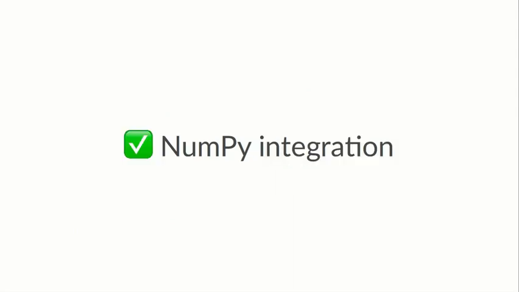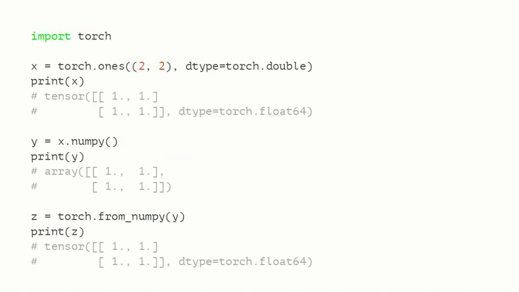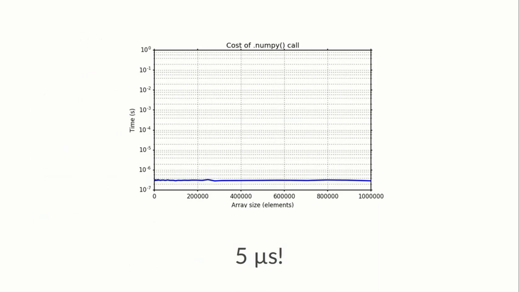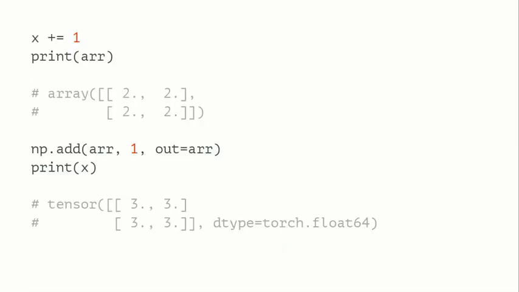So first and foremost, it's still tightly integrated with NumPy, because this is pretty much the primary language that every single data science package in Python speaks, right? So you have one-liners that let you convert between PyTorch arrays and NumPy arrays. And the important part about this is that the cost of this is pretty much constant no matter how many elements you have. This is because the data is entirely shared. If you modify the PyTorch array, the NumPy array will be modified as well, and vice versa.